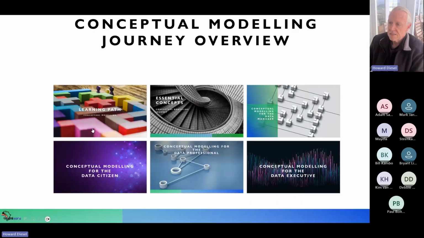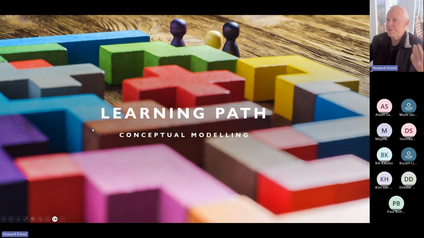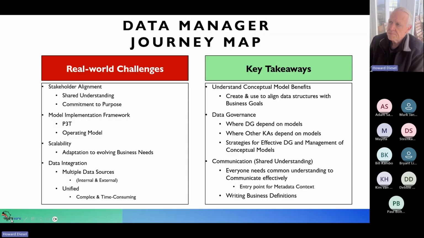Okay, so I'll take you through some of it. As I'm presenting here, this is the learning path that we want to go through. And here you can see this is for a data manager, almost. The manager either responsible for the data management office or for the data modeling or data architecture practice. These are the areas that we are trying to address. And it goes in terms of real world challenges. What are the challenges with respect to data modeling? And then what are the key takeaways?